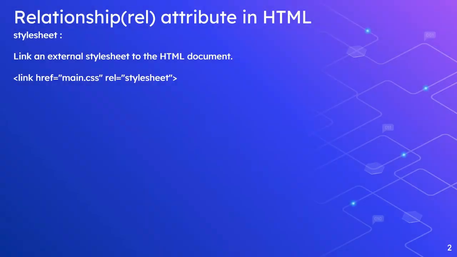So let's start with stylesheet. This links an external style sheet to the HTML document. The style sheet provides the CSS styles for the HTML elements, how the elements should be styled. Now if you see here, we are saying link href, which is the CSS file path. Then we are saying rel, relationship, equal to stylesheet. This is the style sheet.